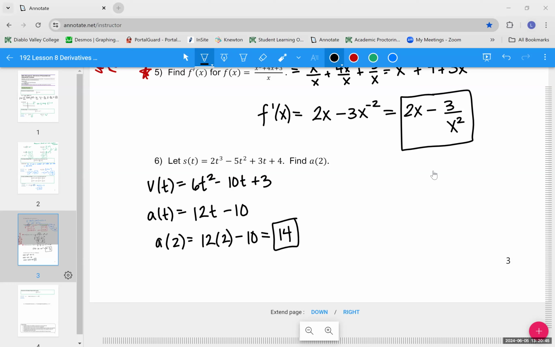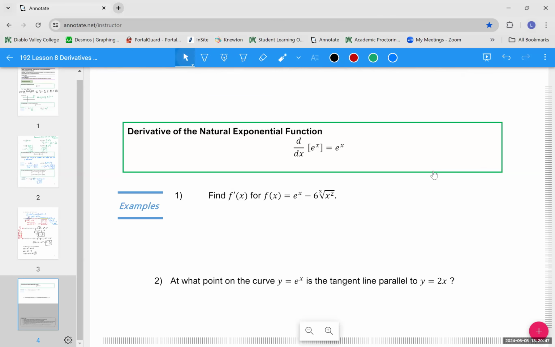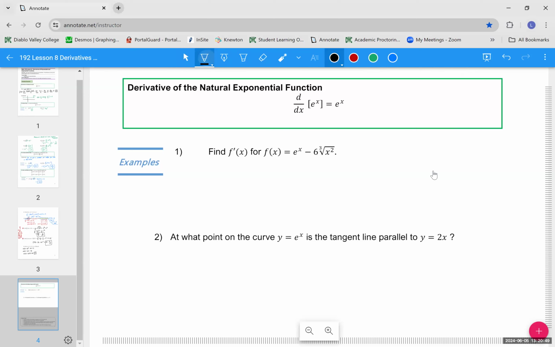Okay, we do have one more rule in this lesson, and that is the derivative of the natural exponential function, which is e to the x. The derivative of e to the x is e to the x. It's its own derivative. That makes it easy to remember. So we can just throw that in now into these examples if we're trying to find a derivative and it involves an e to the x. Well, that will just stay e to the x.